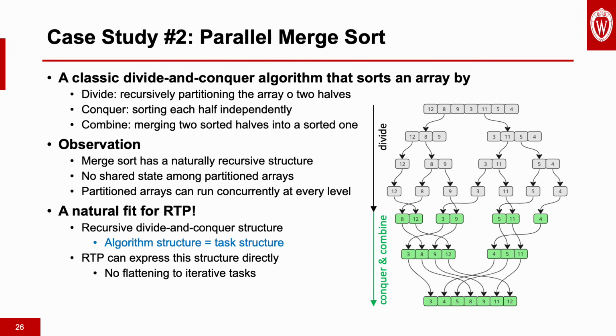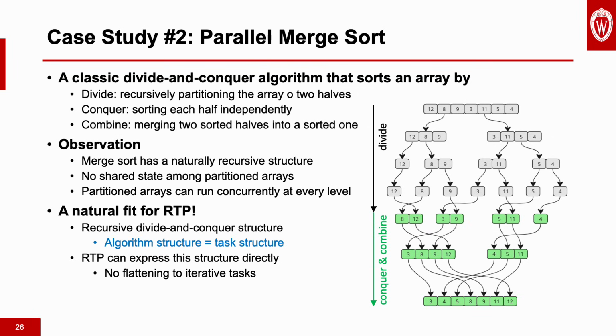The second use case is a parallel merge sort, a classic divide and conquer algorithm that sorts an array by recursively partitioning it into two halves, sorting each part independently, and merging two sorted halves into a sorted one. As you can see from the figure below, merge sort is naturally recursive. There is no shared state among partitioned subarrays, so partitioned subarrays can run concurrently at every level.